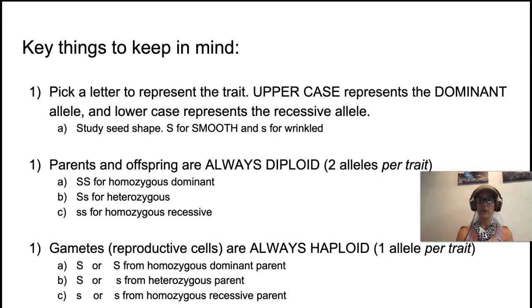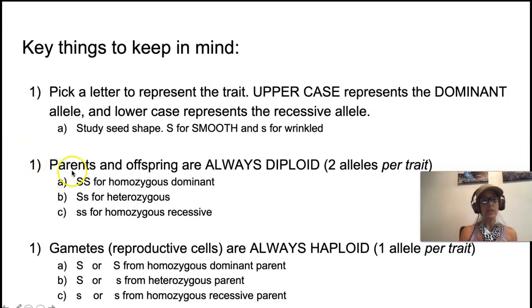So pick a letter. Traditionally, the dominant allele is the first letter of the trait, but it could be anything as long as you define it. So uppercase S for smooth, lowercase s for wrinkled. Uppercase P for purple, lowercase p for yellow. So uppercase is dominant, lowercase is recessive for the same trait.